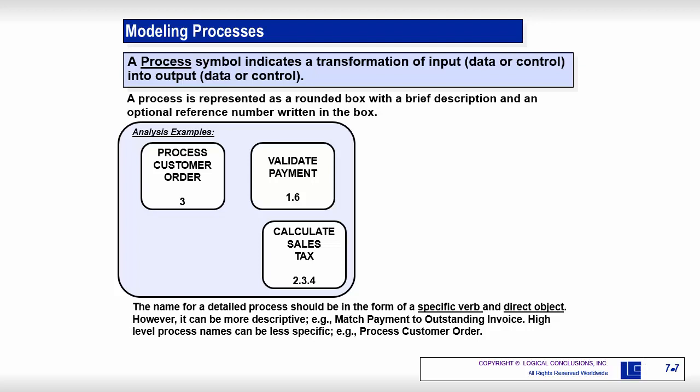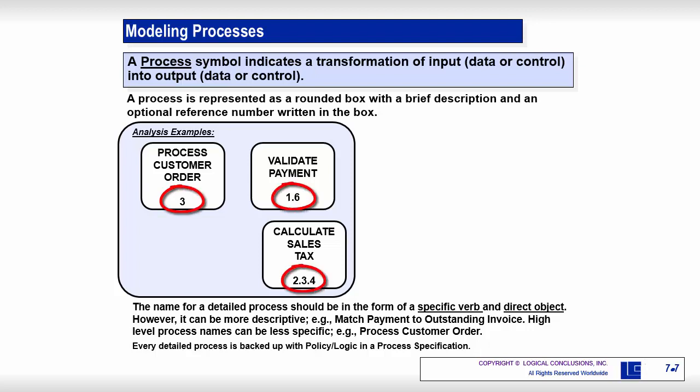There's no rule that says we need to use cryptic process names, but remember that every detailed process on a data flow diagram is backed up with business policy or logic using a process specification. So we should make the diagram readable without writing whole sentences as process names. A reference number for each process shown at the lower part of a process symbol is helpful for large analysis efforts, as process names may change with the reviews, but reference numbers don't have to change. But note that the reference numbers do not represent a sequential order of processing. Stimulating data flows govern that. I'll talk more on this in a later section.